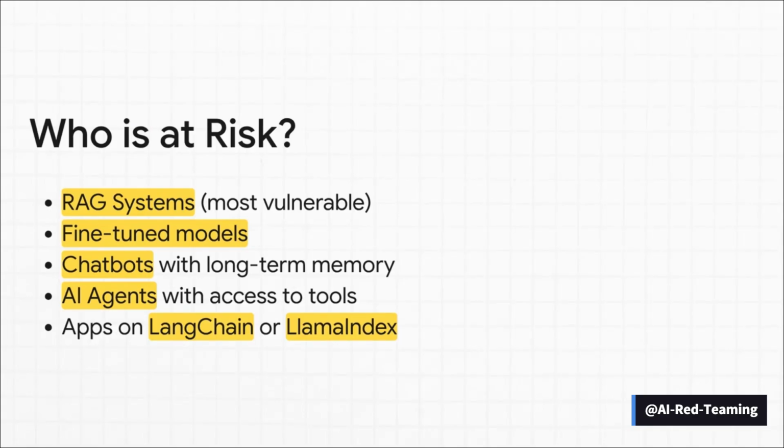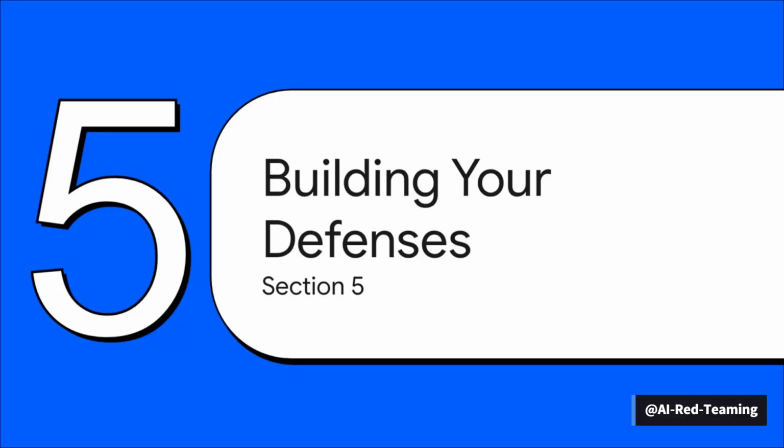So you might be wondering, who is actually at risk here? Well, it's pretty much anyone using sophisticated AI. Systems that use something called RAG, that just means they pull info from external documents to answer questions, are the most vulnerable. But it also affects fine-tuned models, chatbots that remember conversations over a long time, and especially AI agents that can actually use other software tools. So yeah, if you're building on platforms like LangChain or Llama Index, you really need to be paying attention to this.